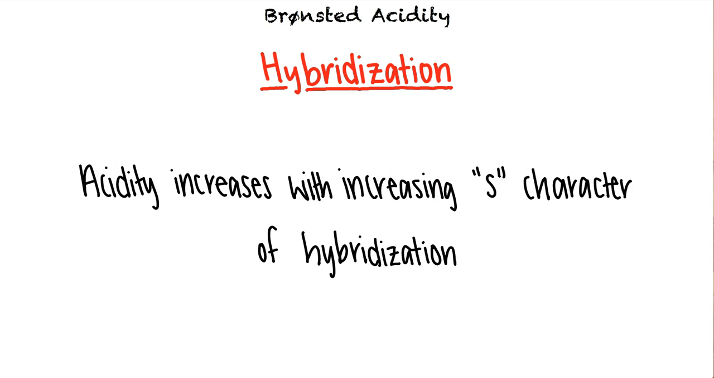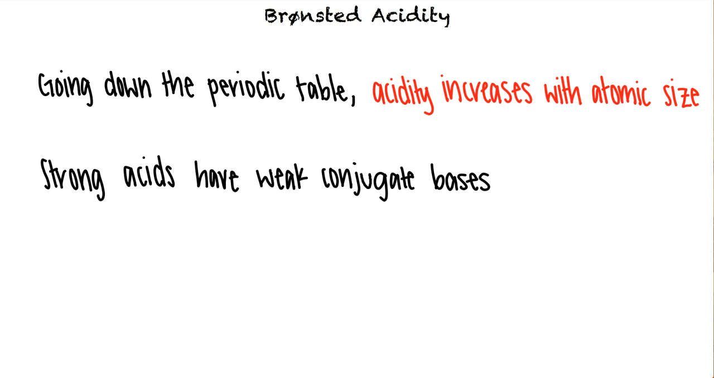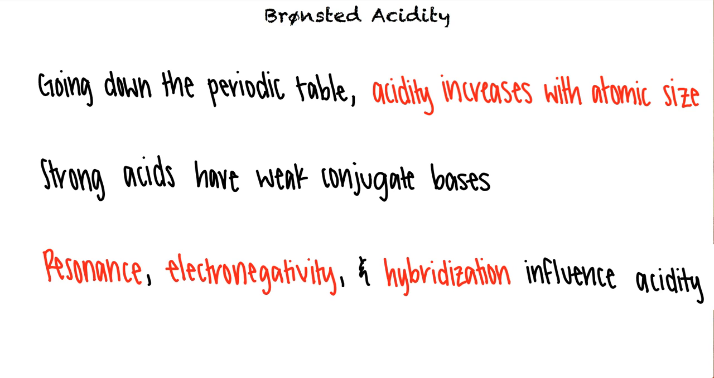Okay, so it sounds like there are many factors that can influence the strength of a given acid. When we compare acids going down the periodic table, acid strength increases with atomic size. Additionally, we must take into account the energy of electrons in the conjugate base in order to determine acidity. As a general rule, a stronger acid will have a conjugate base with lower energy electrons. A few factors that can affect conjugate base stability are resonance, electronegativity, and hybridization. That's exactly right.